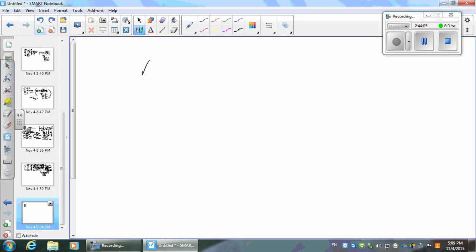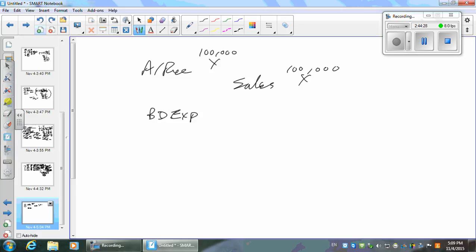You debit accounts receivable when you sell it, right? Or cash, and you credit sales. Okay? And let's say this is for $100,000 in a period. Okay? 100,000. And then what you do is you debit bad debt expense for the portion of that receivable you expect never to get, right?